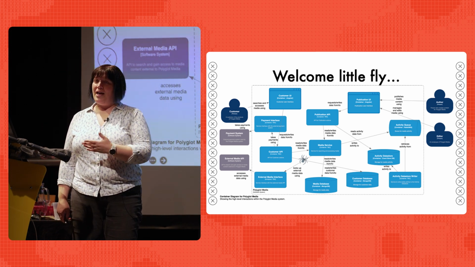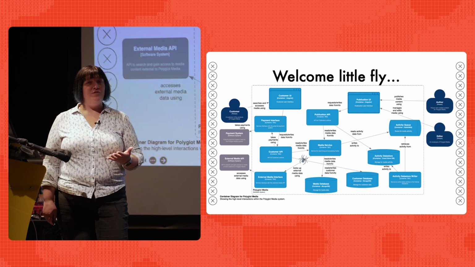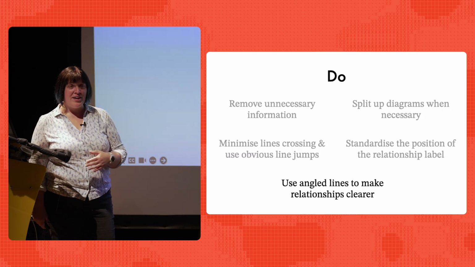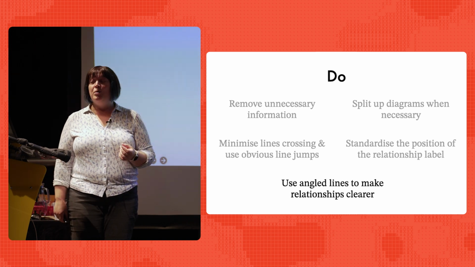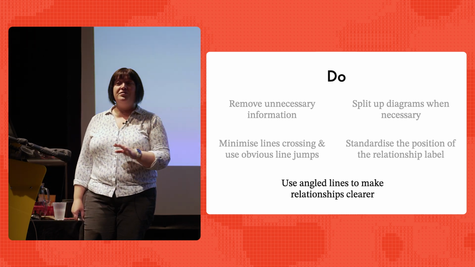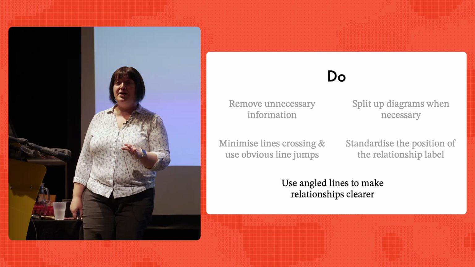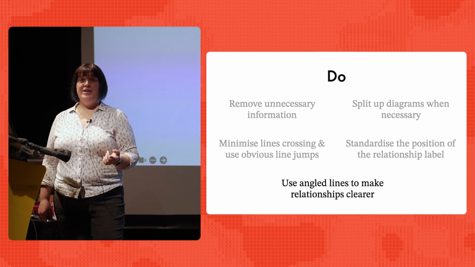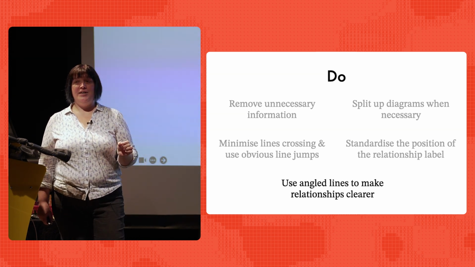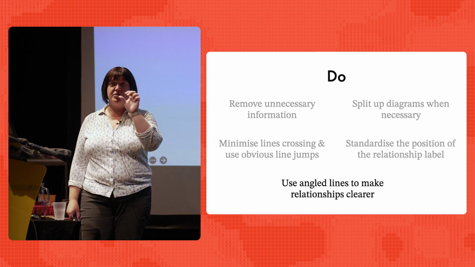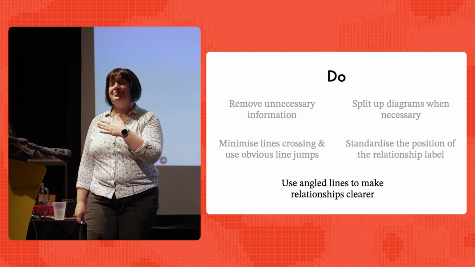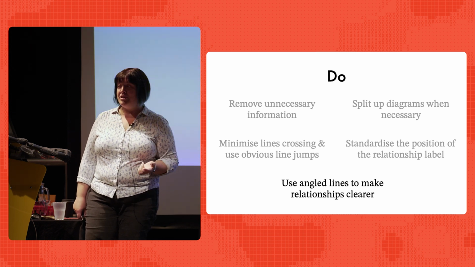So how can we improve this? There's lots of little techniques that you can use, and I'll show you this on the diagram afterwards. But the first thing you can do is just remove the unnecessary information. Don't try and put all the information into one diagram. Think, what am I trying to communicate? If it's not important, like if you have all your little security protocols in there or something, if it's not important, take it out. Okay? So that's the first thing you can do.